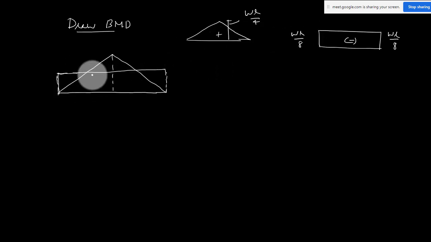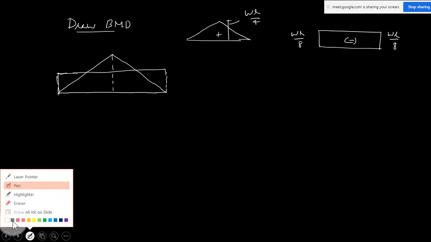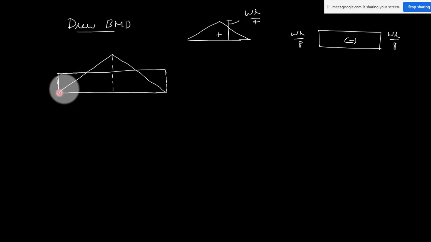This common area means this trapezoid. This common area is getting cancelled, positive and negative values. So you can neglect that part. The final moment diagram will be only this much. It is your net moment diagram, or bending moment diagram, for the fixed beam.